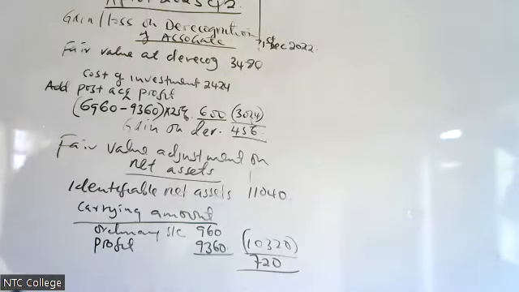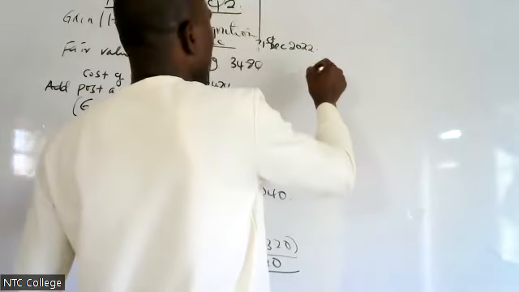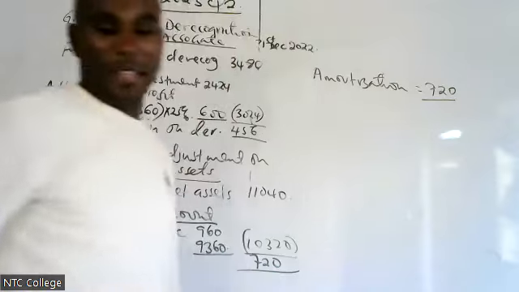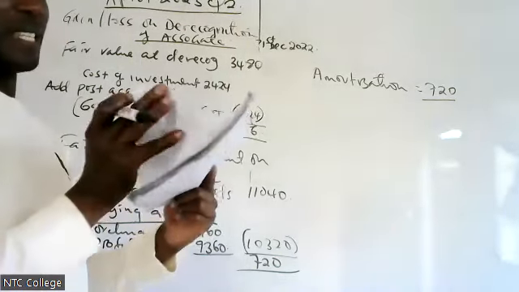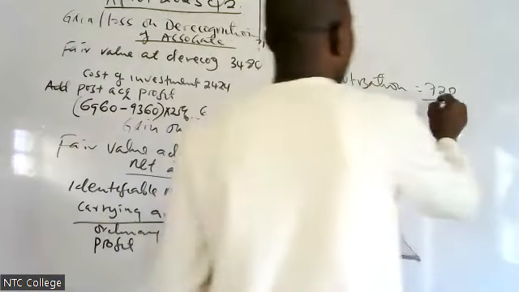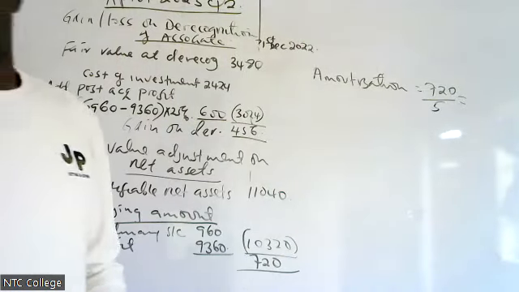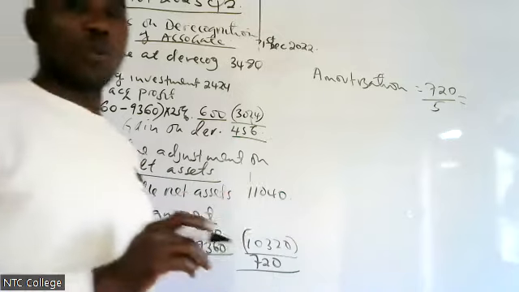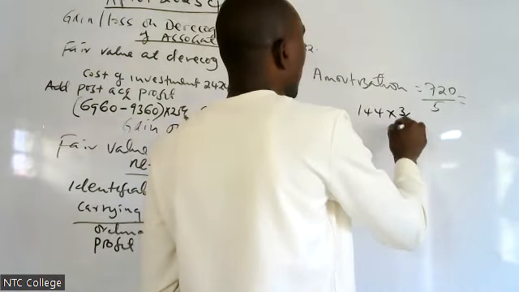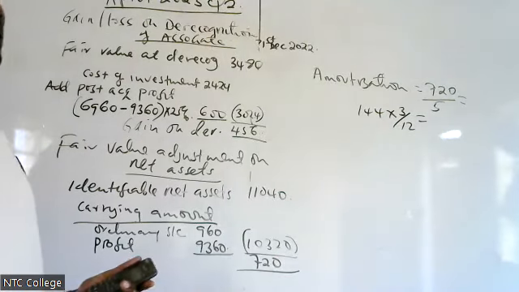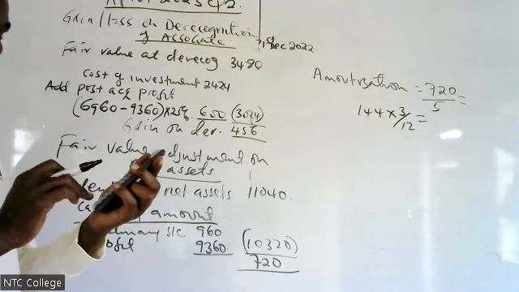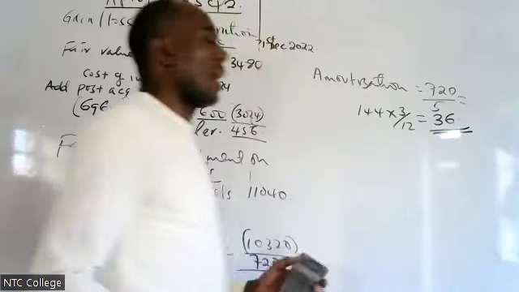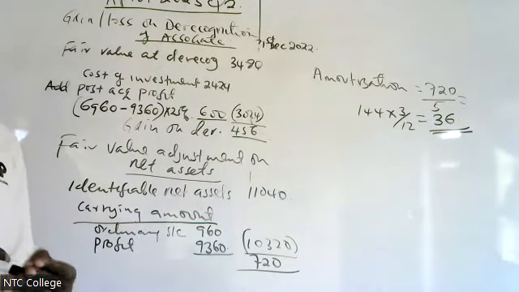Now, on that fair value adjustment, we report amortization. Amortization equals 720 divided by the useful life. The examiner said that it has a useful life of 5 years, so we divide by 5. Amortization each year will be 720 divided by 5, which gives 144. 144 times 3 over 12, because it was a subsidiary for 3 months. I'm getting amortization of 36.